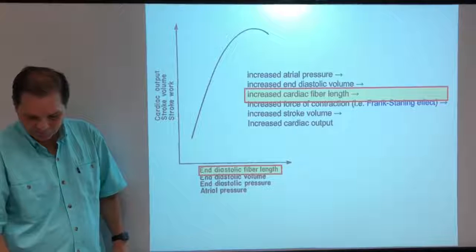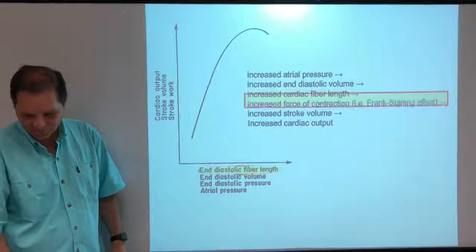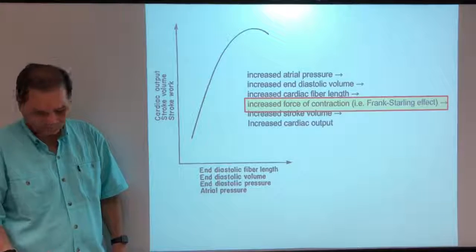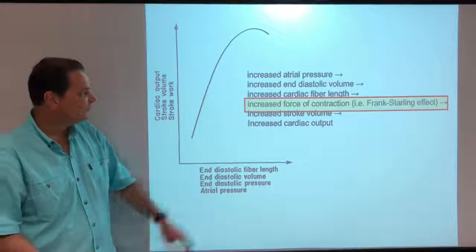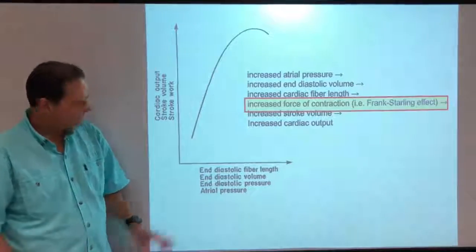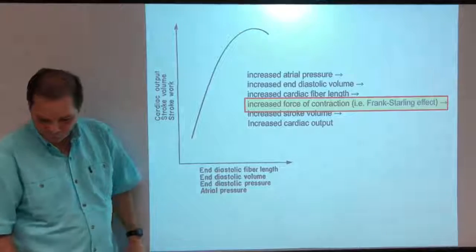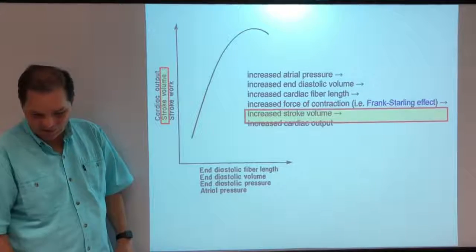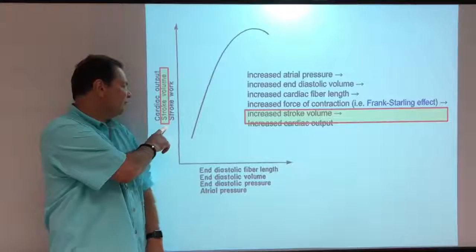If I increase the fiber length, the cardiac cell length, then I increase the force of contraction through Frank-Starling. That's what you see here. If I increase force of contraction, I increase stroke volume.